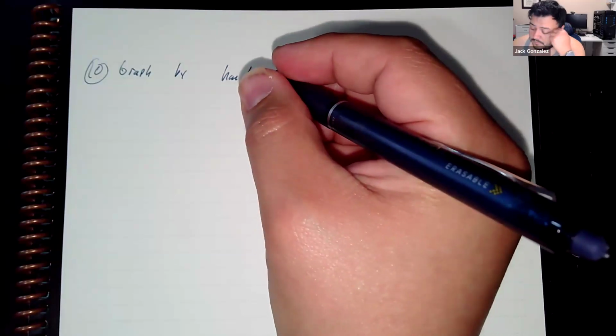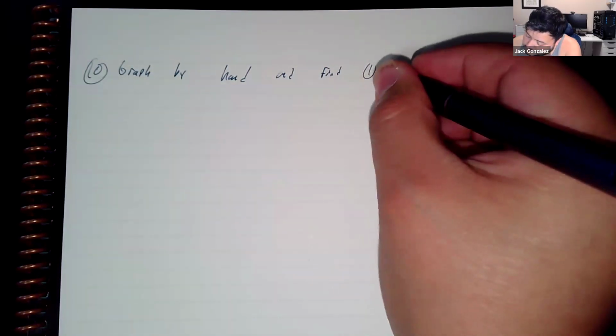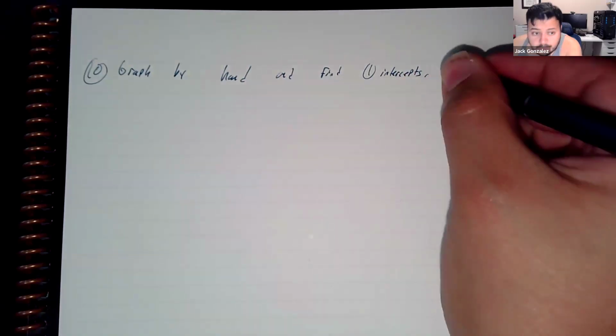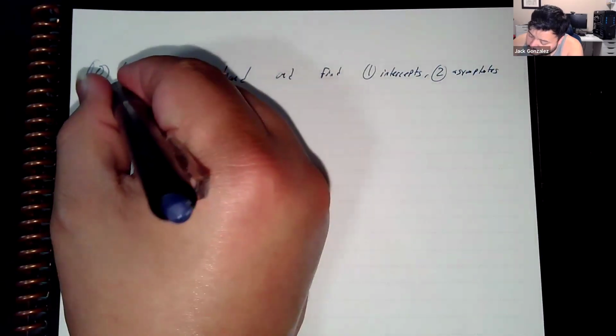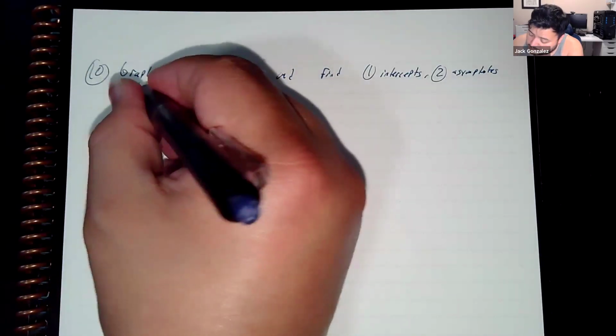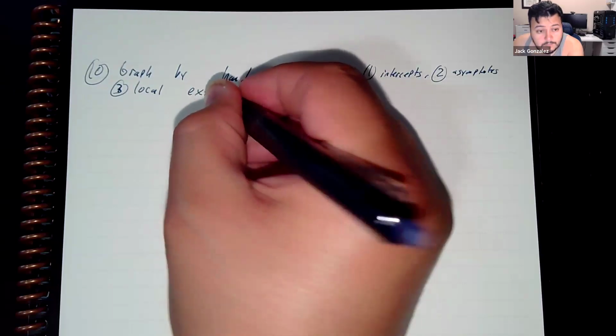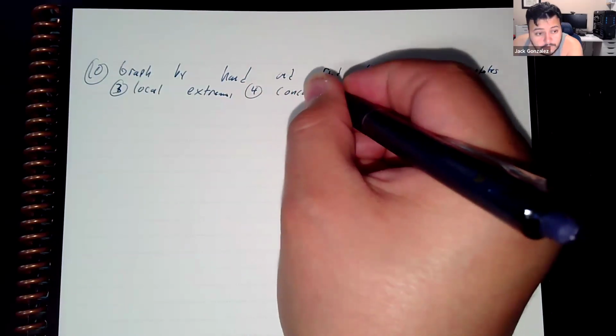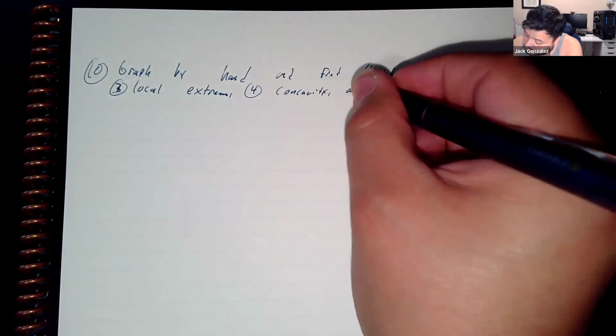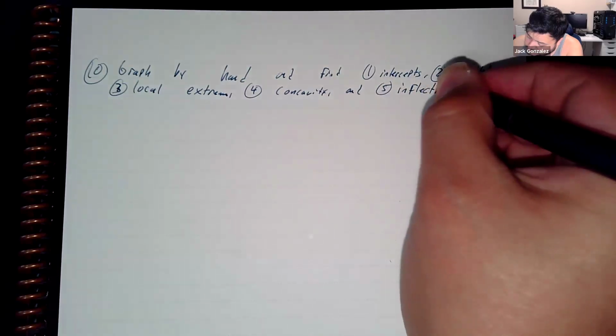Number 10, the long one. So they want you to sketch this, so graph by hand, and find number 1, the intercepts; 2, asymptotes; 3, local extrema; 4, concavity; and 5, inflection point. So this one basically tests you on the entire chapter 4.